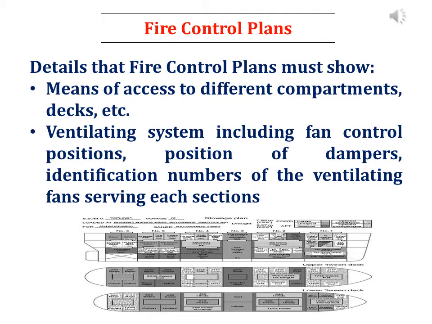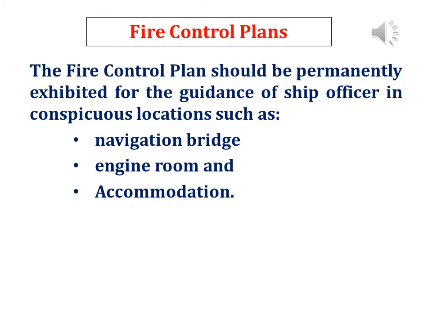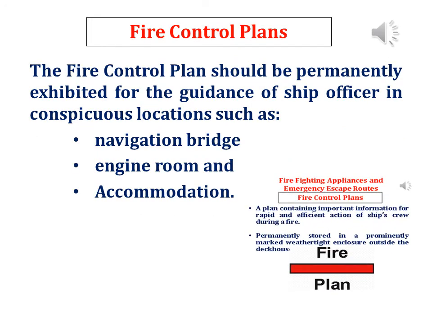Details that fire control plans must show: means of access to different compartments, decks, etc. Ventilating system including fan control positions, position of dampers, identification numbers of the ventilating fans serving each section. The fire control plan should be permanently exhibited for the guidance of ship officers in conspicuous locations such as navigation bridge, engine room, and accommodation.